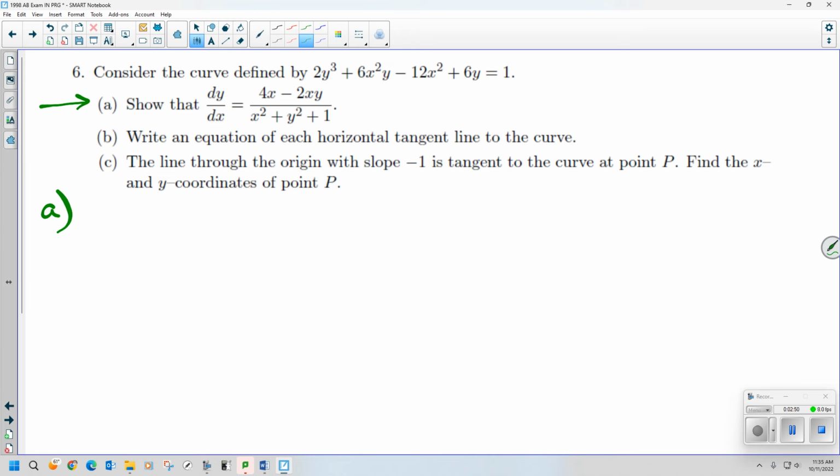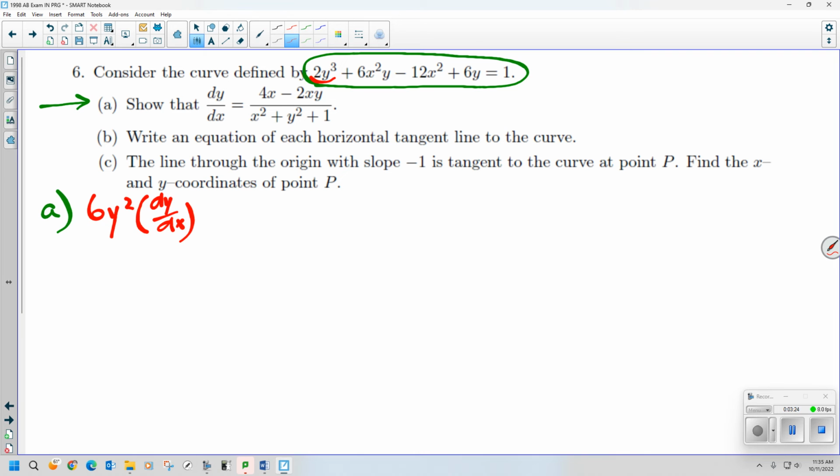All right, so I've got to take the derivative of this equation implicitly, meaning it's like related rates. Anytime I take the derivative of y, I need to write dy dx next to it. X, not so much. But anytime I take the derivative of y, it's the same thing as taking the derivative of x, except I put dy dx next to it. So the derivative of 2y cubed is 6y squared dy dx.